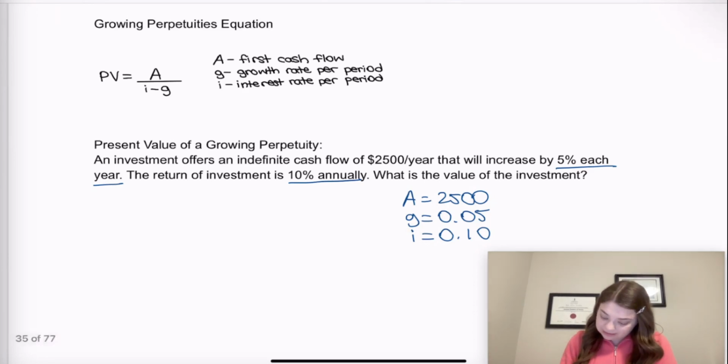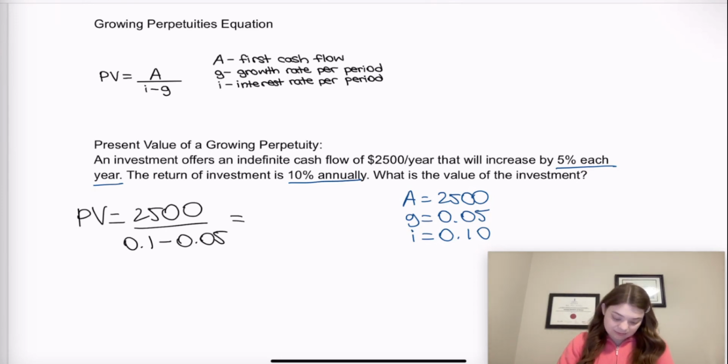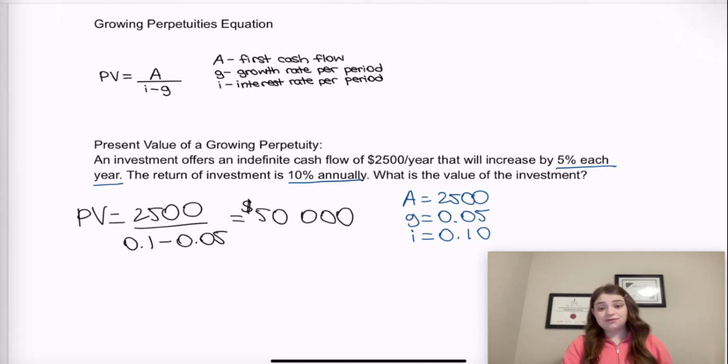So therefore, the present value is equal to $2,500 over 0.1 minus 0.05. So that is going to be equal to 2,500 divided by 0.05, which is equal to 50,000. So essentially, this perpetuity today is worth $50,000, and based on these requirements, we know that $50,000 indefinitely produces $2,500 each and every year, which is pretty cool.